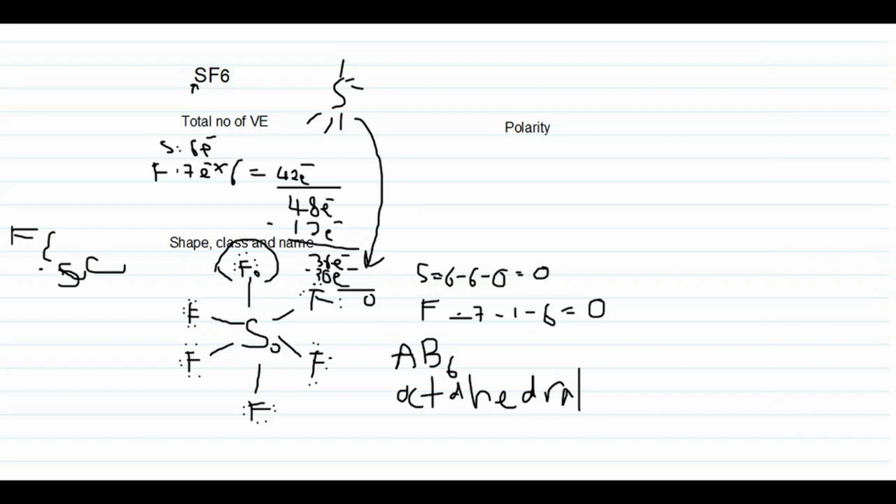Alright? Now this is an extra for you, which is polarity. In order for you to determine the polarity, you need to determine the bond dipole first. So S and fluorine, fluorine is a much more electronegative atom. So the bond dipole will go more on the fluorine. The electron density will move towards fluorine. And this is the same for all the cases.